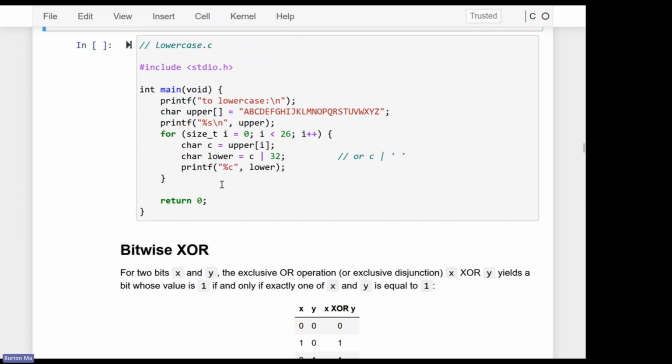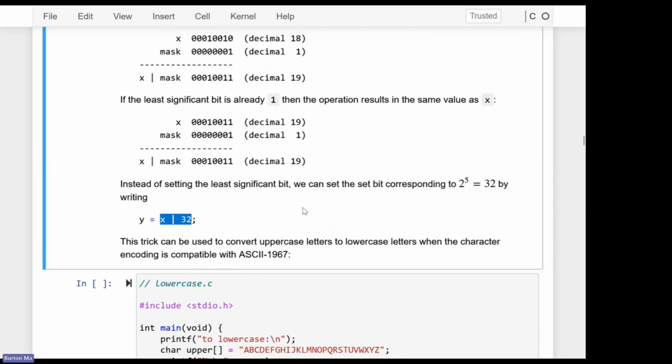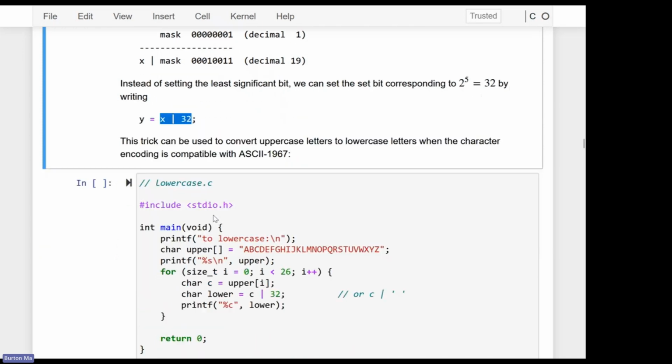So 32 is going to be, with the bits numbered 0, 1, 2, 3, 4, 5, 6, 7: 2 to the 0, 2 to the 1, 2 to the 2, 2 to the 3, 2 to the 4, 2 to the 5. So that's 32. So if I use that as my mask, and I take the OR with x, you end up getting a funny result.